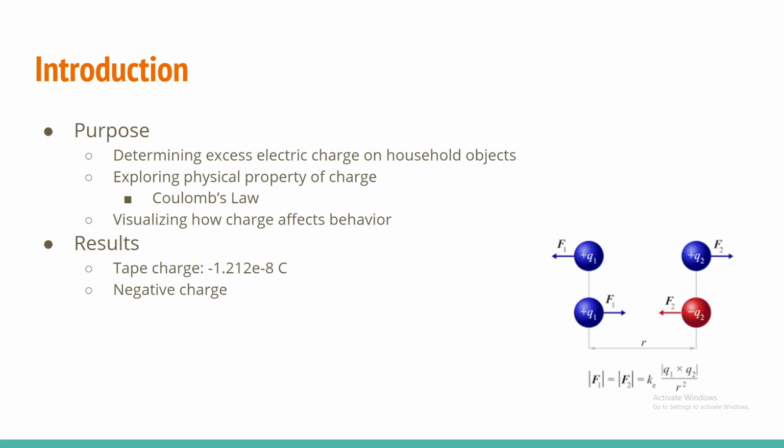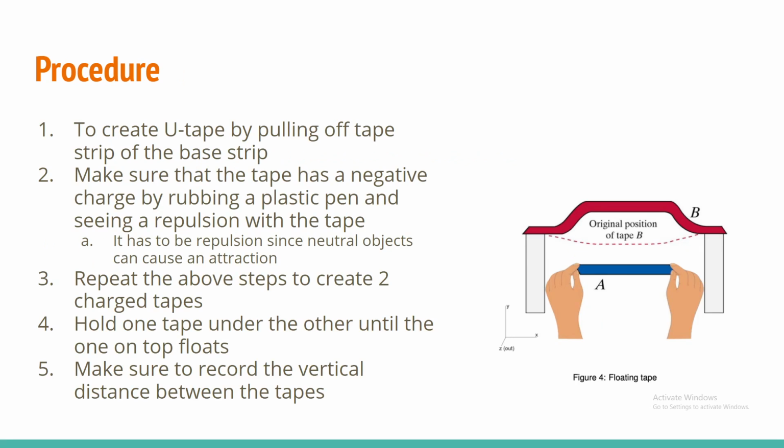Skipping ahead to the results, we found that the tape had a negative charge of negative 1.21 times 10 to the negative 8 coulombs. The procedure of this experiment was to create a U-tape by pulling a tape strip off the base strip on a table, and then make sure that the tape had a negative charge by rubbing a plastic pen and then seeing that there was a repulsion with the tape. And then we created two U-tapes using the two steps above.